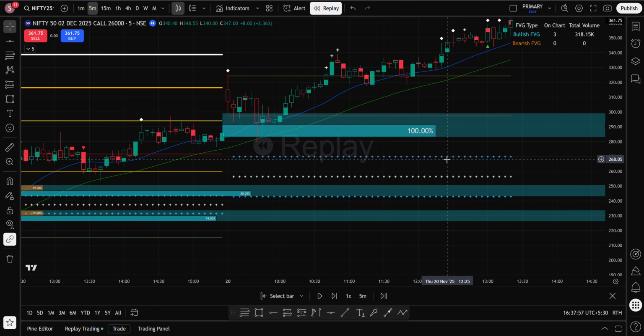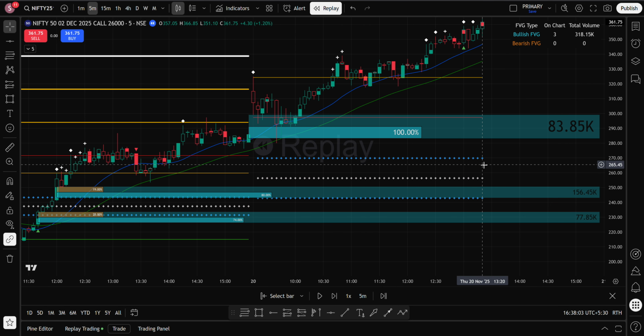I score myself out of 10 points, and if the setup is okay with 7 points, then I will take the trade. So what are the points? Usually I look into these. If you see here, this is the central pivot, and this is the range. If it is narrow, it's a trending day. If it is wider, it is a non-trending day, so there will be choppiness.